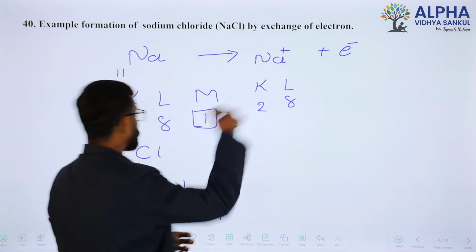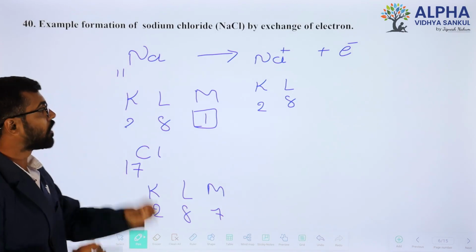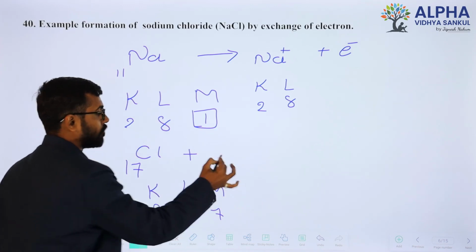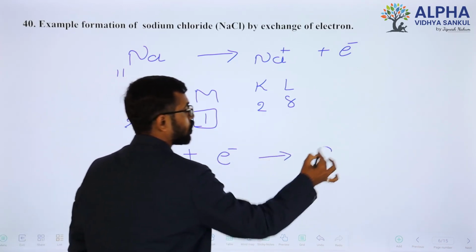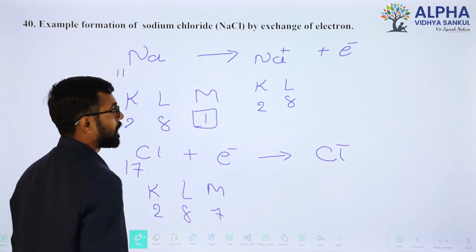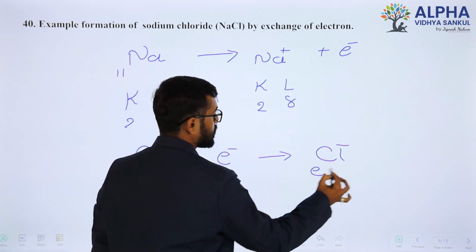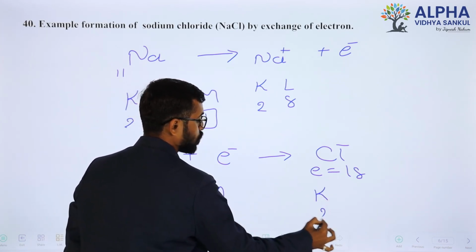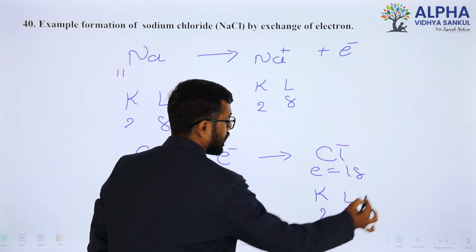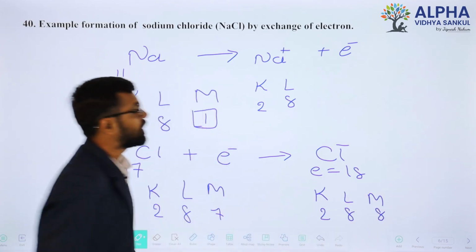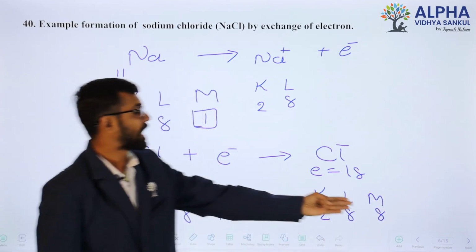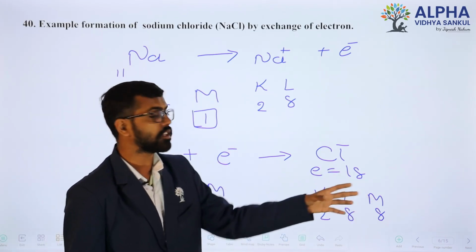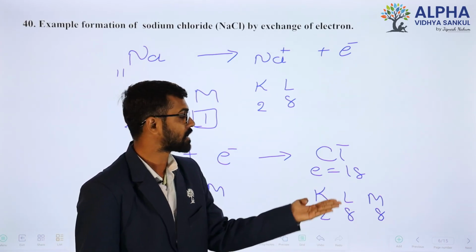So here the chlorine can gain the 1 electron donated by the sodium. So chlorine gains 1 electron to form the chloride ion, Cl-. So here the number of electrons is equal to 18. So the electronic configuration is first K shell 2, L shell 8, M shell 8. So here in the Cl- ion, 8 electrons are present in the outer valence shell, and it gains the electronic configuration of the nearest noble gas, argon.